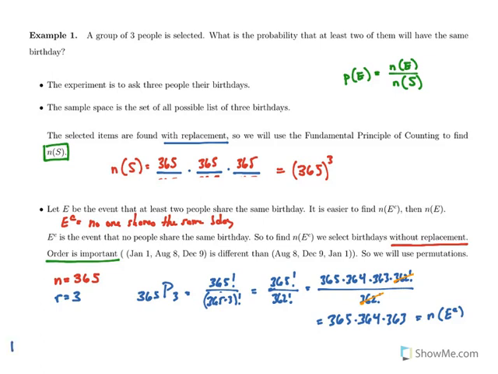So our probability here, probability of E, is the size of E over the size of S. That's going to be 1 minus the size of the complement over 365 cubed. This is going to be, sorry, not 1.